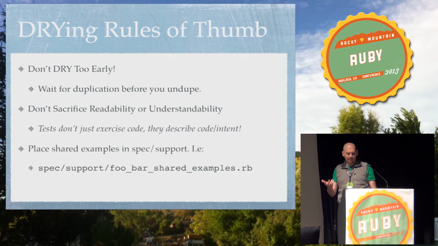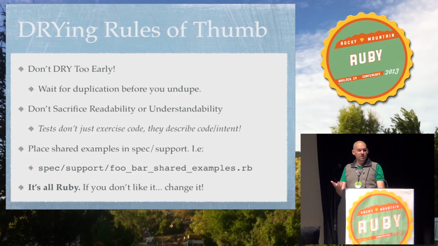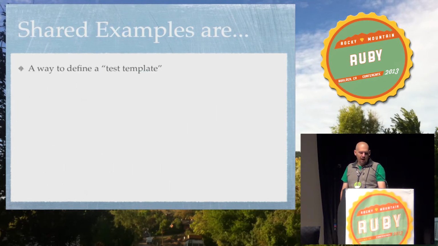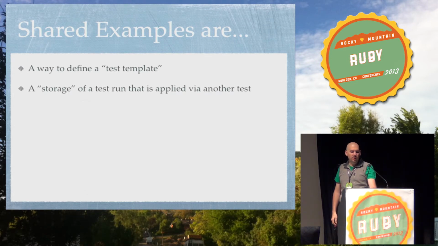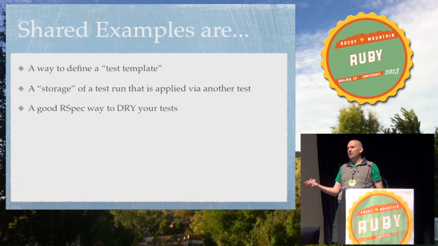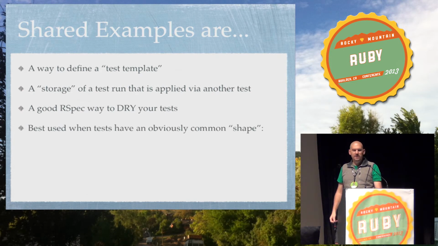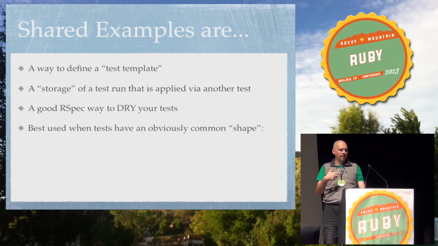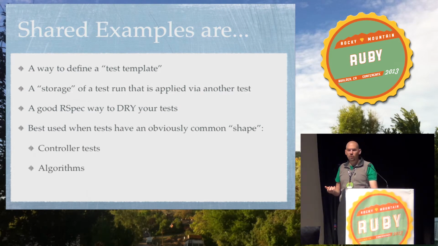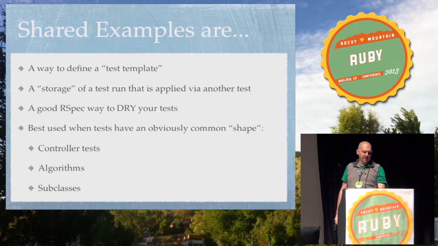And I find the easiest place to share examples is in a support folder, but mostly it's all Ruby. I love the fact that with Ruby, if you don't like it, change it. A shared example is a quick way to define a test template, a storage of a test run that can be applied via another test, a good RSpec way to DRY your tests. It's best used, I found, when the tests have a common shape, like controller tests or algorithms or subclasses.